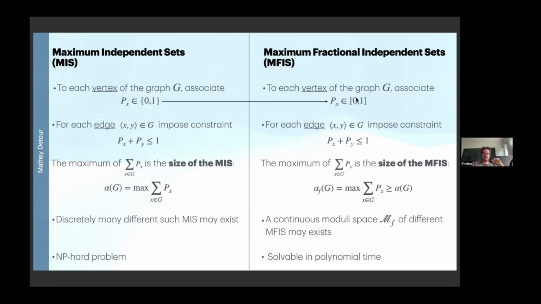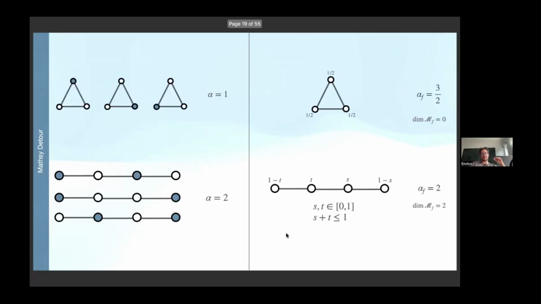Because now you're in the continuous case, a continuous moduli space MF of different maximum fractional independent sets may exist. So let's see some examples.